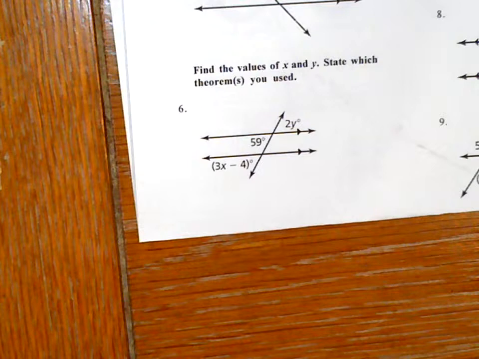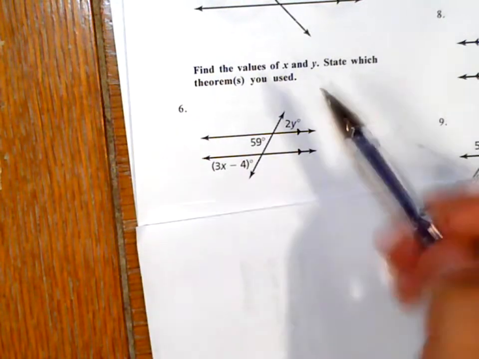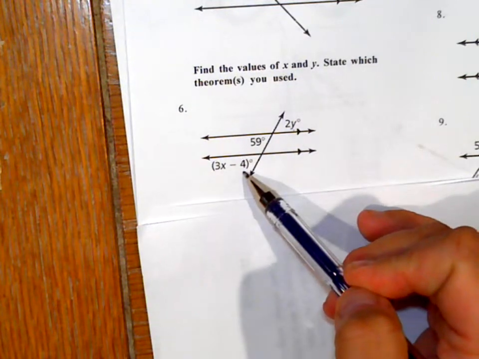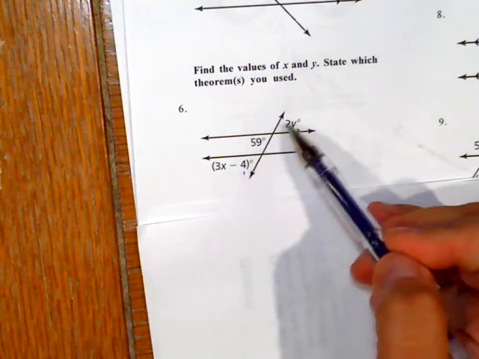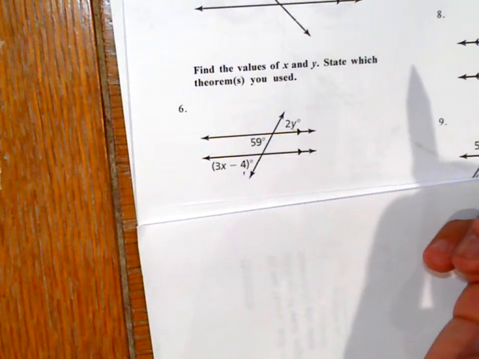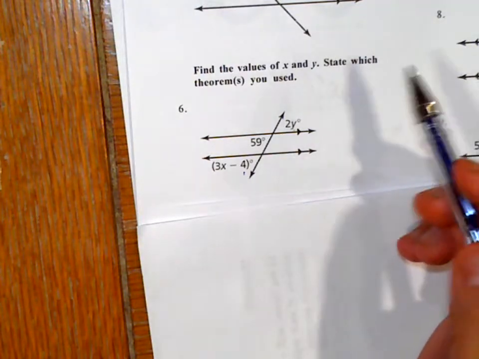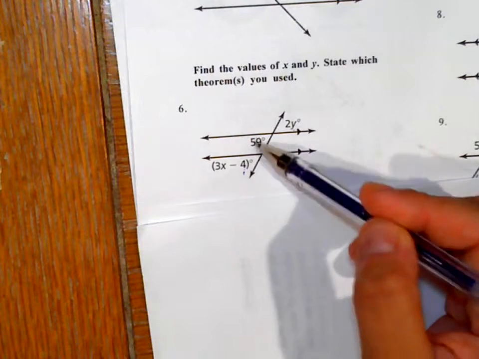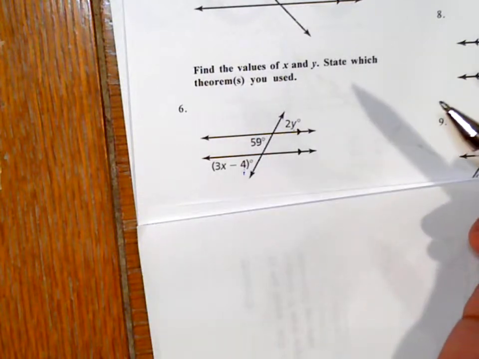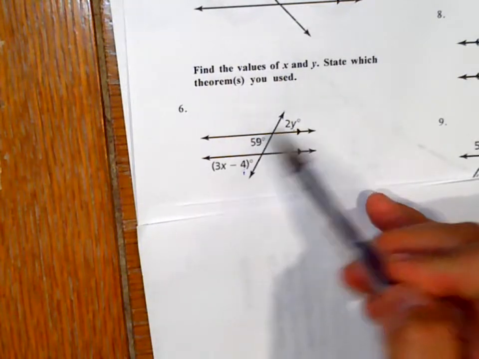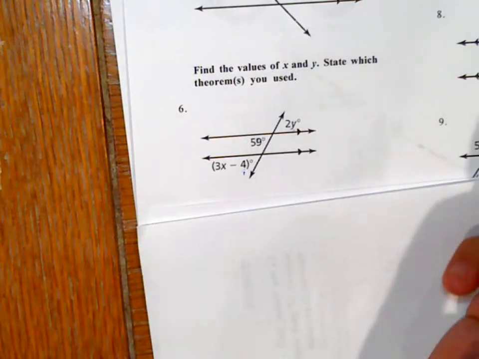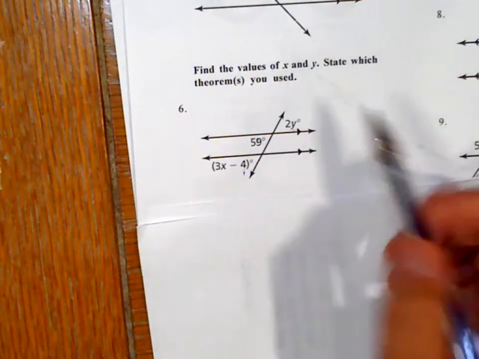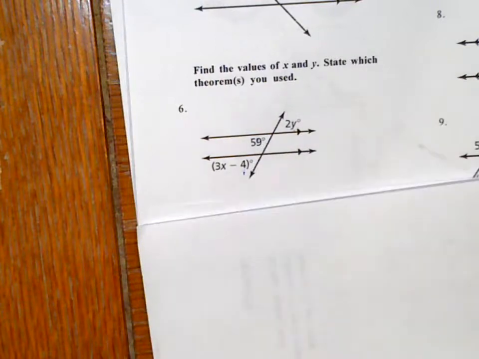It says, find the values of x and y and state which theorems you used. Okay, so this one's two-step. You have your y up here, you have your x. You have multiple ways to look at these and to figure out which way is the easiest. If you wanted to, these two are corresponding angles. Your other choice is to do these two. These are vertical angles. It doesn't matter which way you go first. So let's do the corresponding angles.